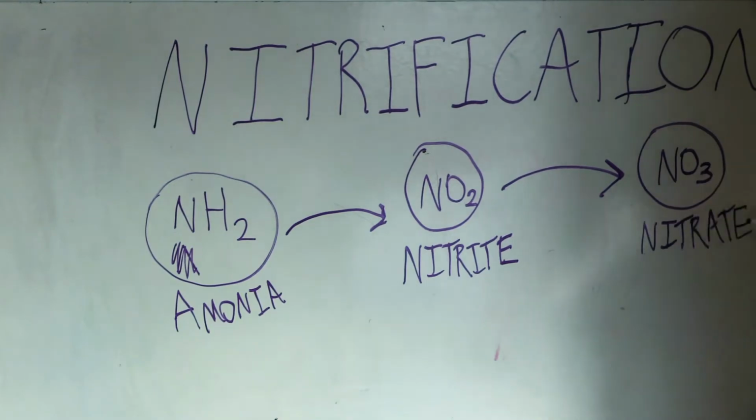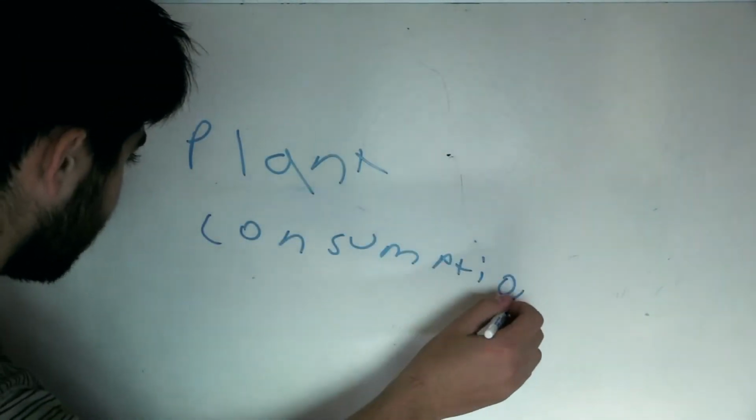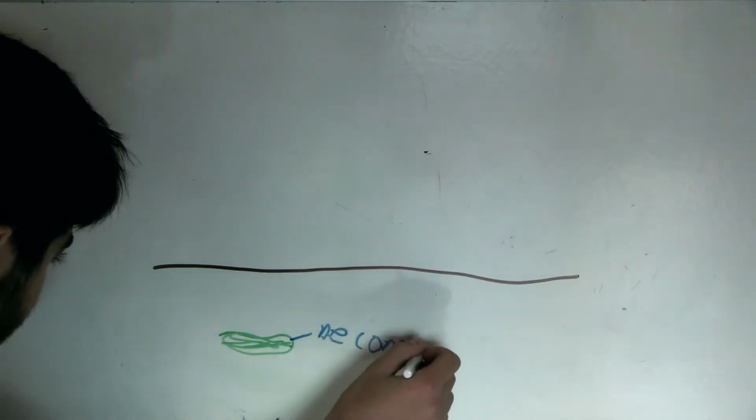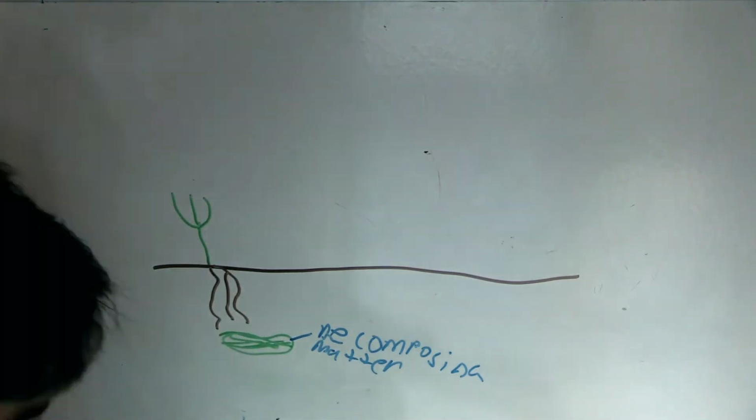Then we have plant consumption. Plant consumption is the process by which plants can consume the nutrients made with the building blocks of nitrogen, either produced through bacterial fixation, mineralization, or other nitrogen conversion types.